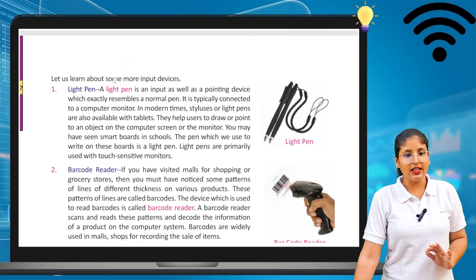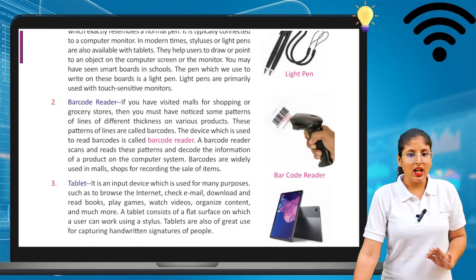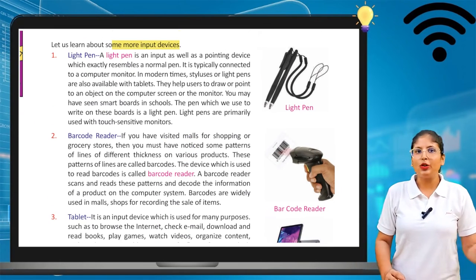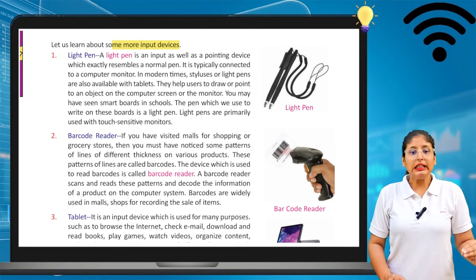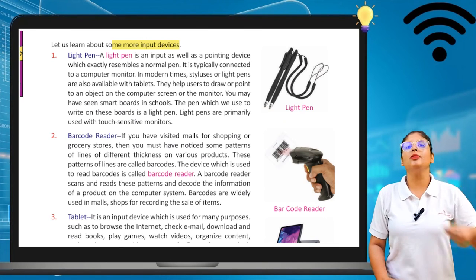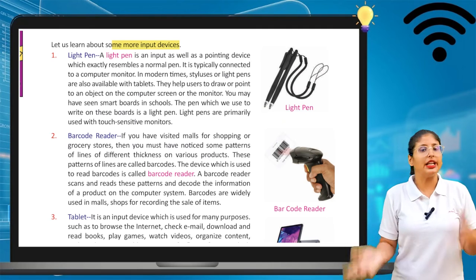So let us learn some more input devices. We already know about keyboard, mouse, scanners, but we will see some other input devices that you might not have studied in the previous classes.